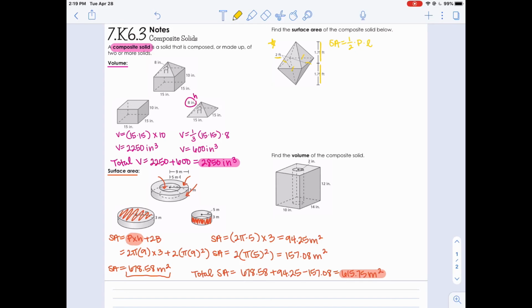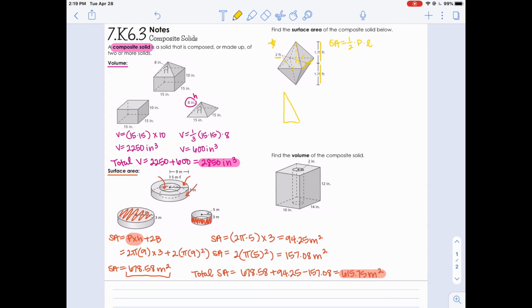So what we're given here is actually the vertical height. So we're going to need to do a little bit of Pythagorean theorem to find the slant height. So what we have is this. It is perpendicular to the base there, but we need to find the slant height.